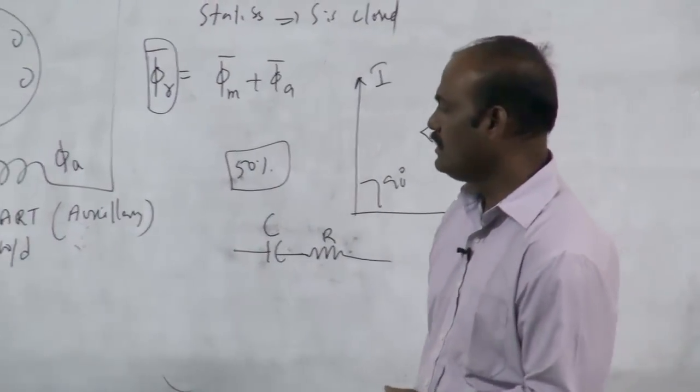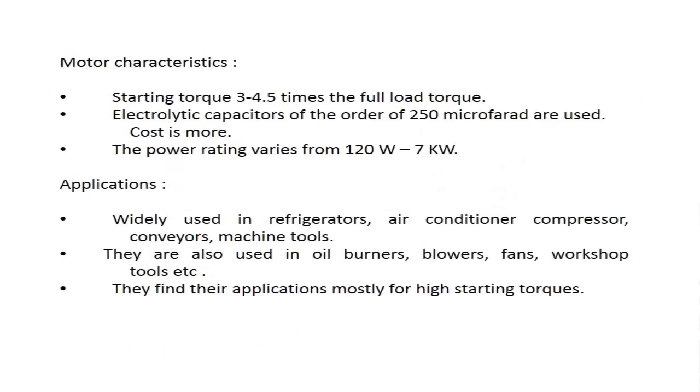So that is why we should consider this start winding to have very low resistance, because if R is increasing, what happens? This angle will also decrease. So that is why whatever start winding we are taking should be of very low resistance and high inductance, right? So that is why the same operation will be there.